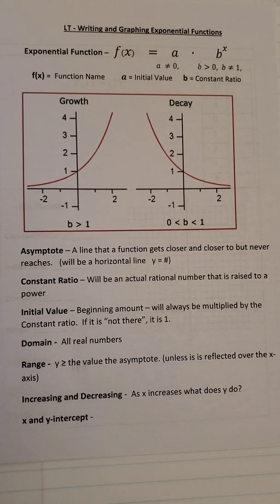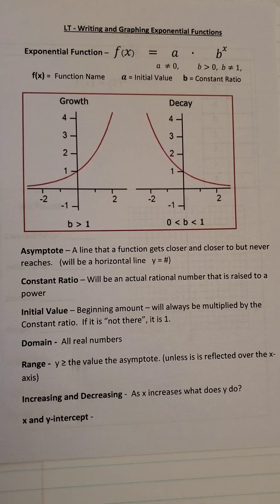B is our constant ratio. It has to be greater than 0, and it cannot equal 1. Why can't it equal 1? Because 1 to any power is 1, and 1 times a would just be a single number, which again would not be exponential. So you have to remember initial value, constant ratio.